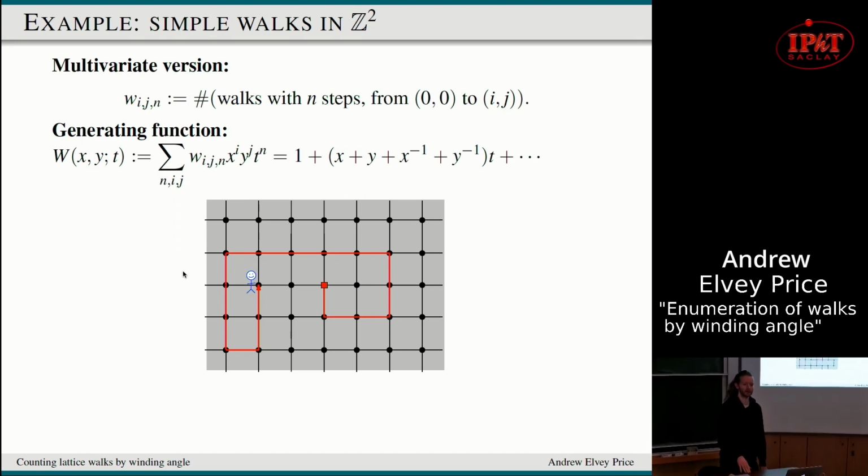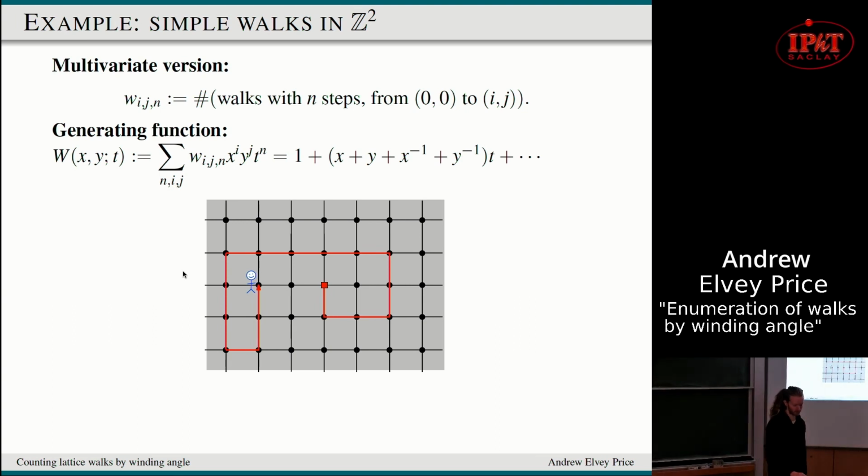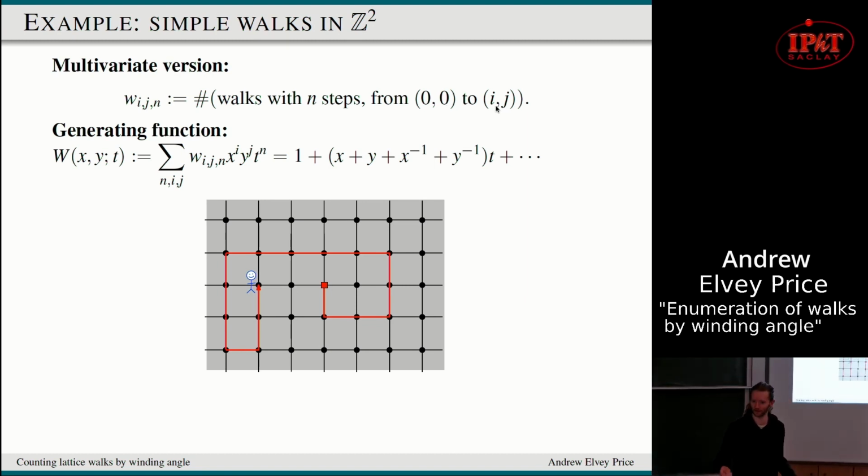So that was the univariate version, which is sort of the simplest version. But in general, we'll be interested in questions with more variables. So here we let Wij(n) be the number of walks with n steps, which start at 0,0 and end at ij. So now we're including the information about the endpoint of the walk.